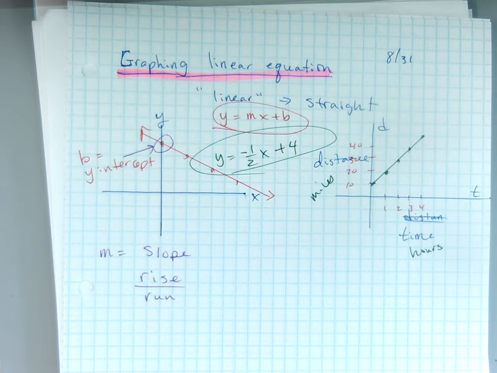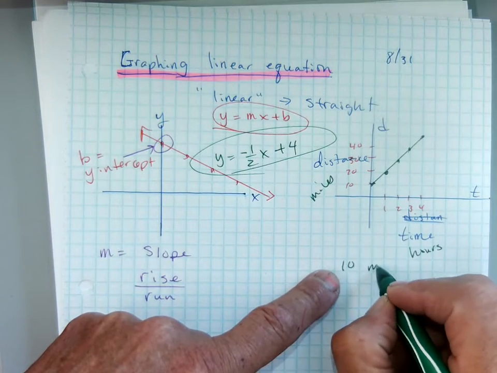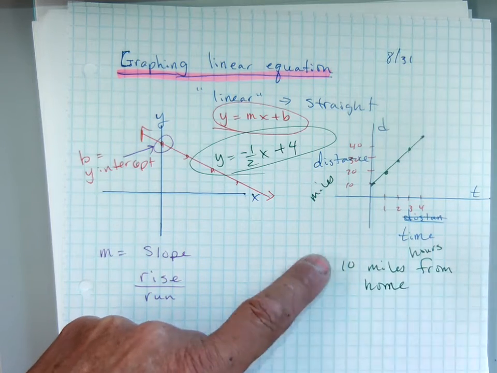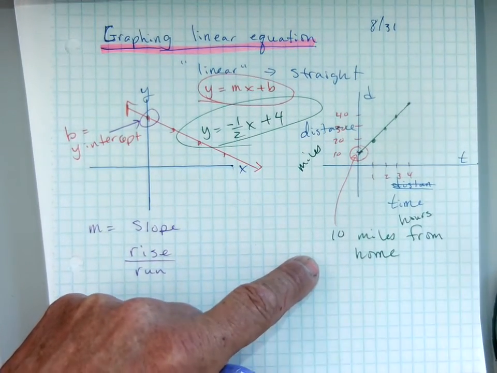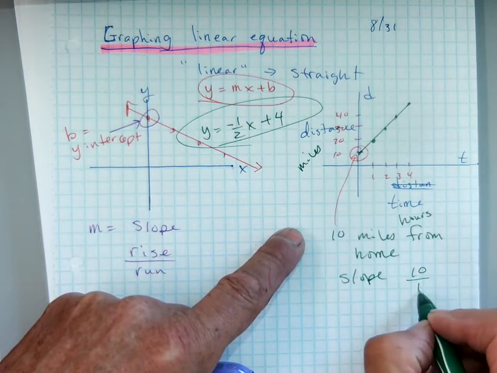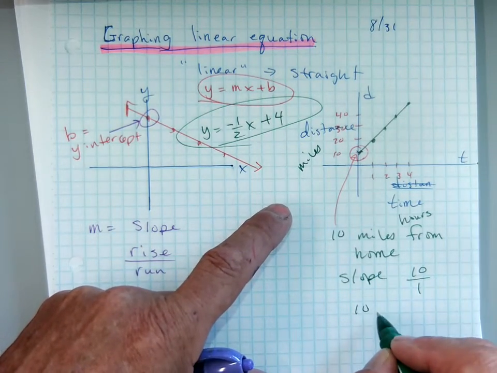That graph is telling me something. So it started at 10 miles. So maybe I'm 10 miles from home, right? Does that make sense? That's my starting point, my y-intercept, and my slope is up 10 over 1. My scales are different, but it's up 10 over 1, or I'm moving at 10 miles per hour.